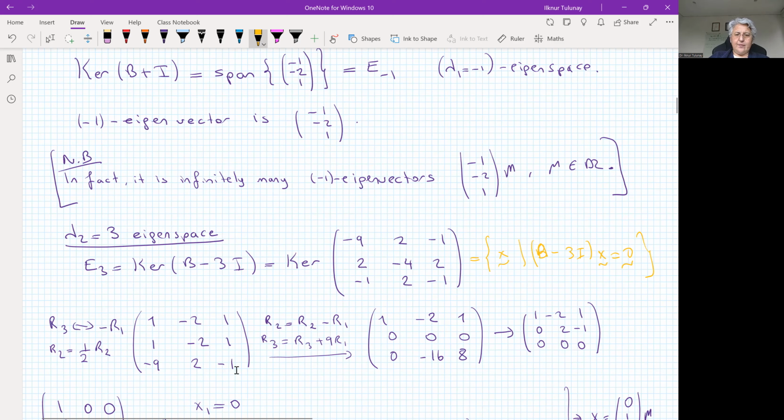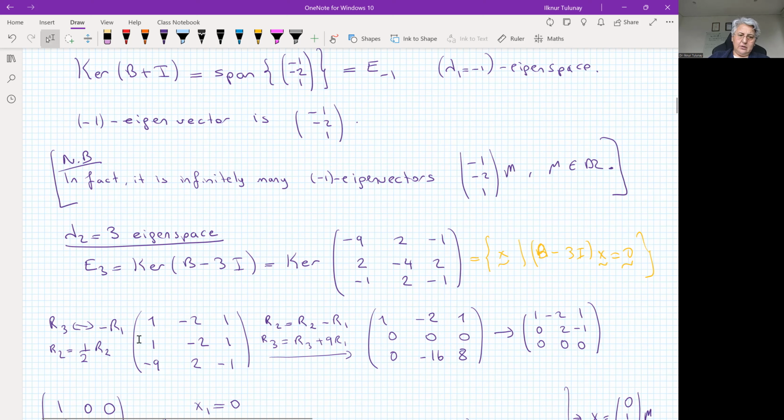So in this matrix, I want this position to be 0 and this position to be 0. We multiply the first row and add it to the second row, and that will give 0 in this position. And if we multiply the first row by 9 and add it to the third row, we get 0 in this position. Then the first row, nothing will change: 1, minus 2, 1. And the second row, the summation will be 0. Everything will turn to 0.